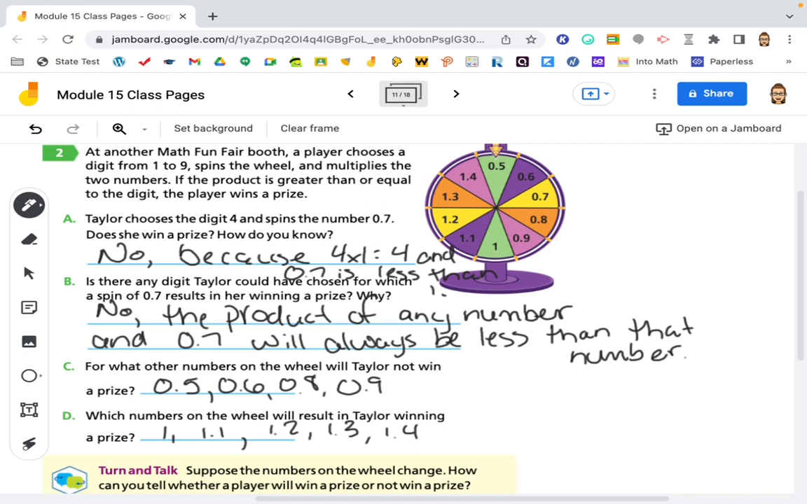And that is all for today's lesson. Hopefully you're now able to assess the reasonableness of the product of a decimal less than 1 and a whole number. And remember, in order to be a math person, all you have to do is be a person and do math.